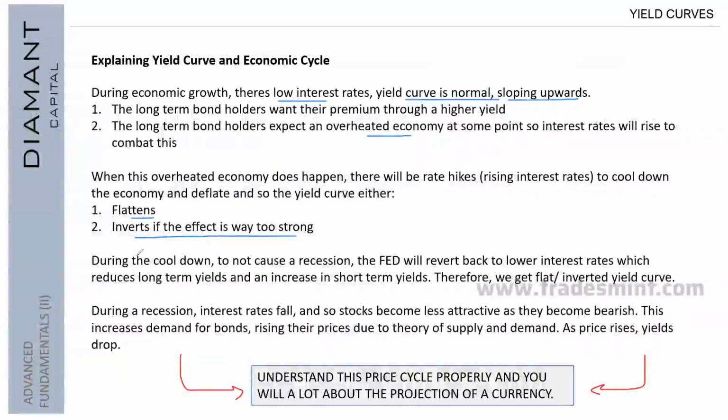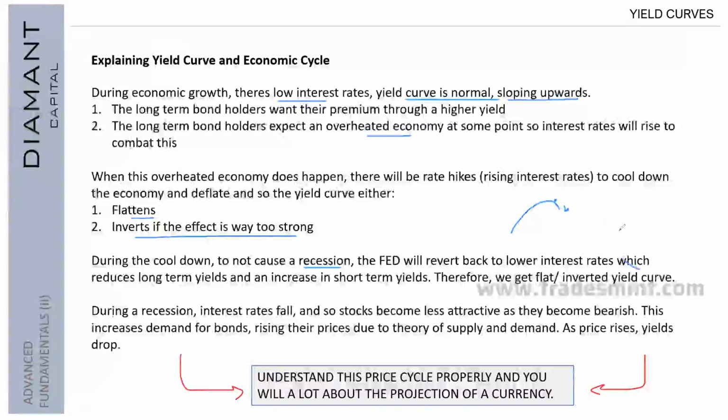Now, during the cool down, to not cause a recession, the Fed will revert back to lower interest rates, which reduces long-term yields and increases short-term yields. So if you were wondering why we actually do invert at the time, it's because when we're at the top of the cycle right here and you start to see a recession happen, you can't be increasing interest rates any further, right? Because you're just going to be triggering that even more.